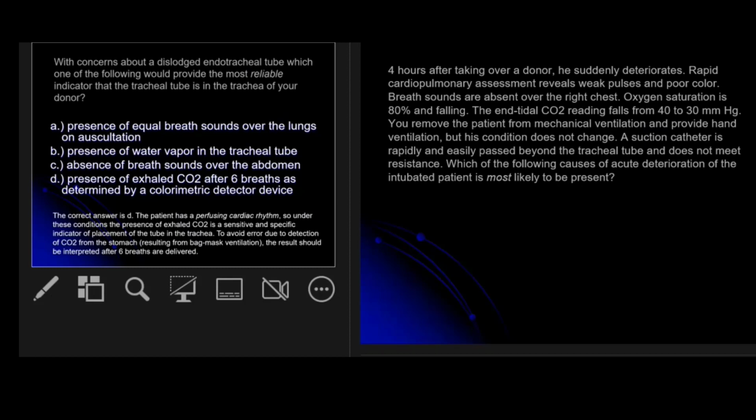Do you guys have ventral CO2 monitoring on all of your donors? No, we don't.